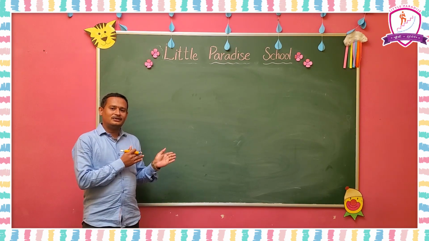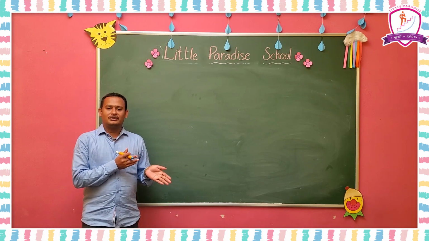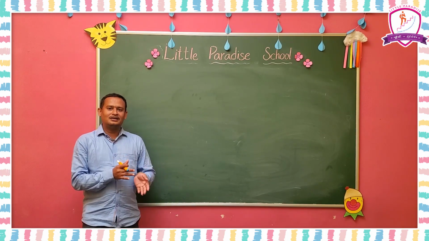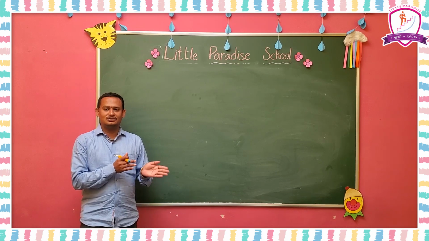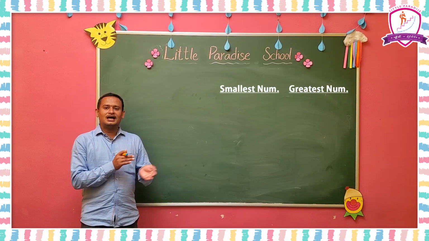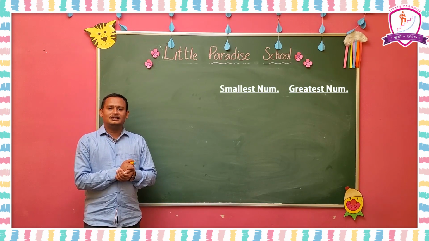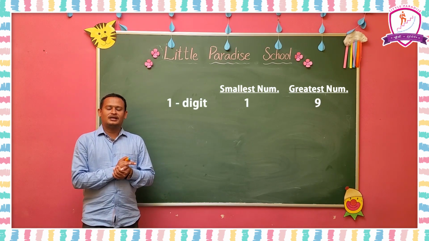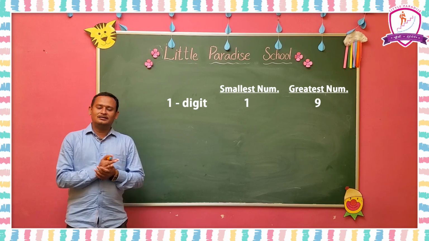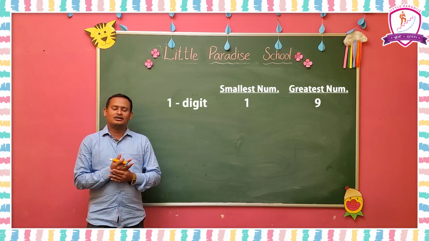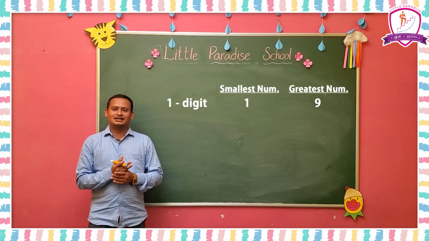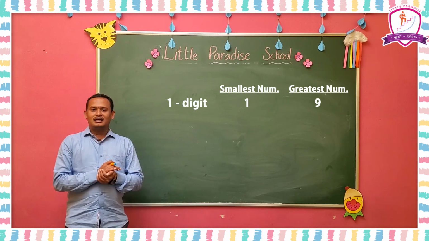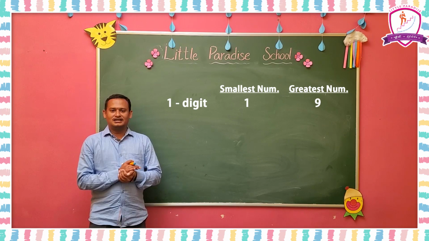There is no value for the 0, so when you discuss 1 digit numbers, there is no need to discuss the 0. Okay. So, what is the least number in the 1 digit numbers? 1 is the least number, and we can call that the smallest 1 digit number is 1. What is the greatest 1 digit number? 9 will be the greatest 1 digit number.